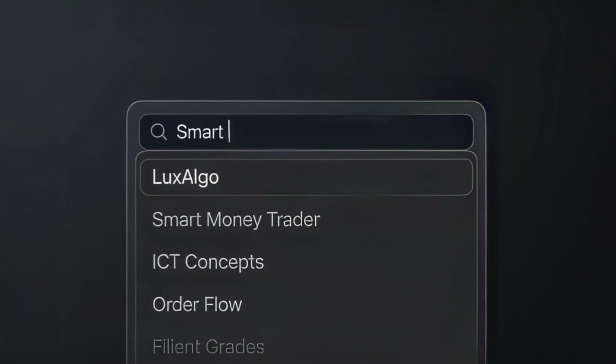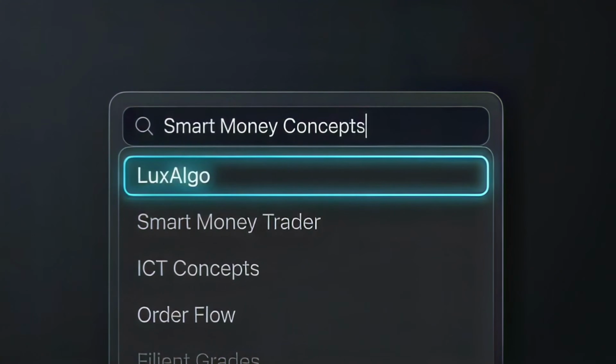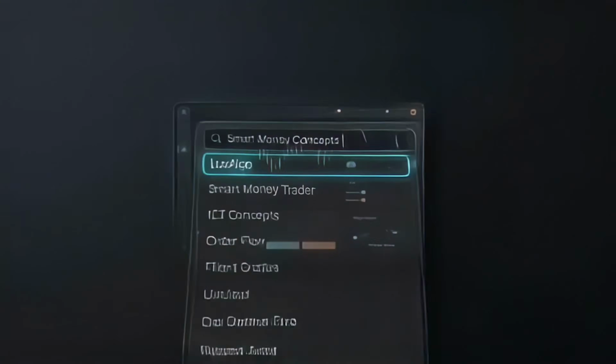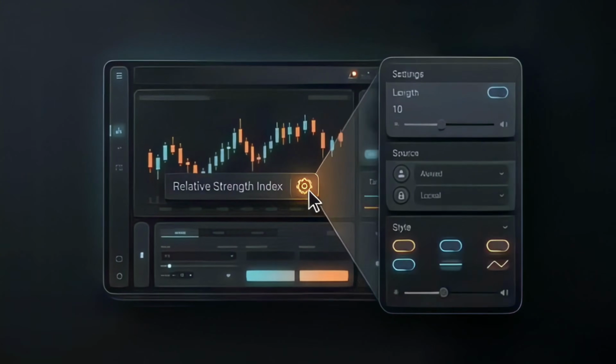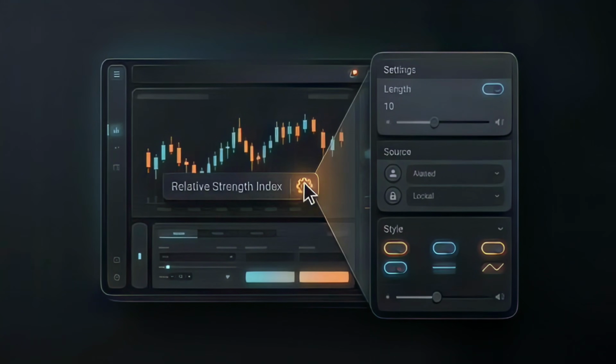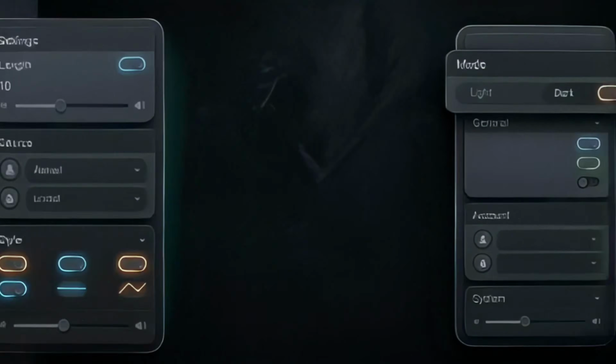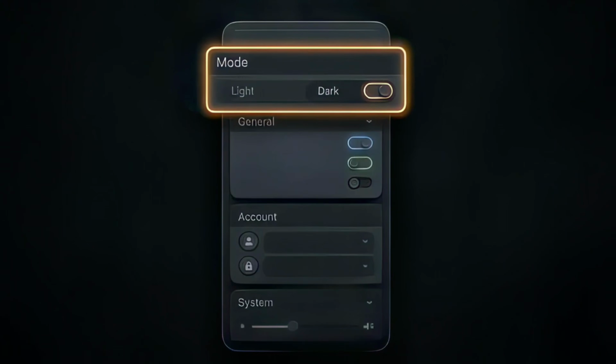To add it, open the Indicators menu at the top of your TradingView chart, type Smart Money Concepts, and choose the LuxAlgo one. Then hover over the indicator name on your chart and click the little settings gear to open the Inputs panel. That panel is where the entire video lives.